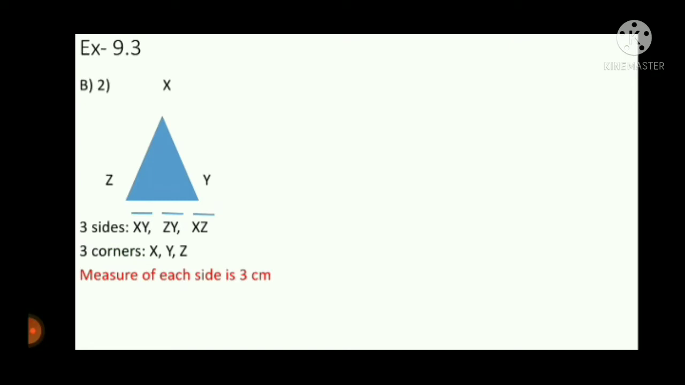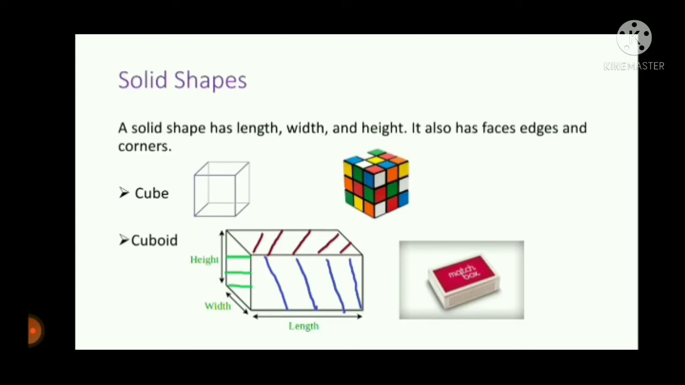Exercise 9.3 B2. Here is a triangle. We have to name its sides, that is XY, YZ and XZ, and the 3 corners are X, Y and Z. So the measure of each side is 3 cm. So here we come to an end with the plane shapes. Now we will go to solid shapes.